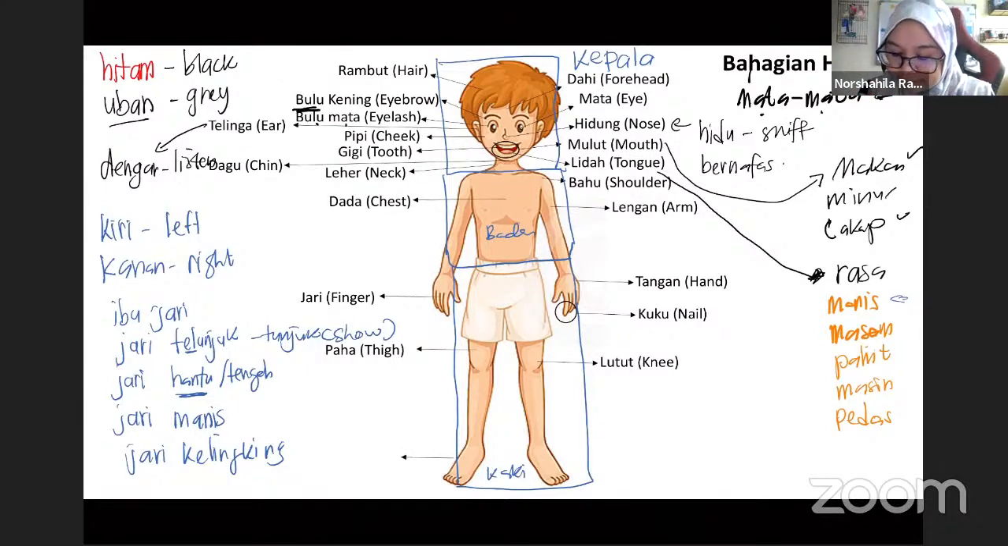And this one we call as kaki, leg. Okay, kaki is a leg. But all this actually is of the kaki part, so that's why we also call it a leg. And we also have a toe here. We call as jari kaki. If jari normally is a finger, when you want to refer to a toe, you need to mention it as jari kaki. So this is the front side, bahagian hadapan.